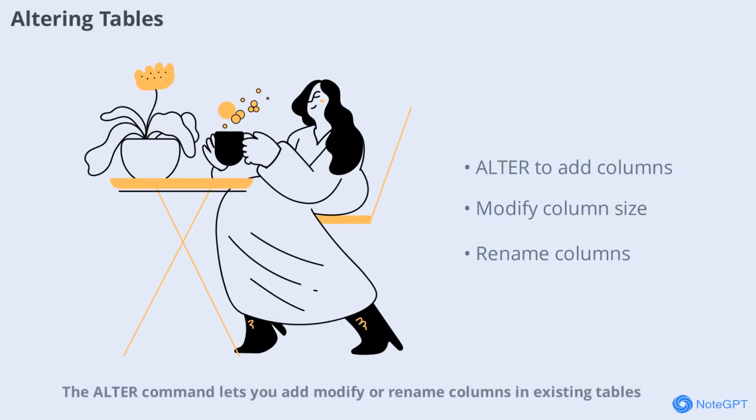The ALTER command lets you add, modify, or rename columns in existing tables. For example, ALTER TABLE emp ADD phone INTEGER(10) adds a phone column. You can also change column names or sizes. ALTER is essential for adapting your database structure as requirements evolve.